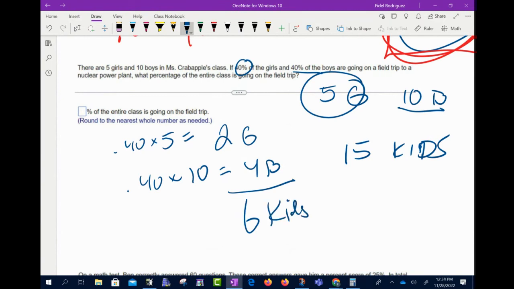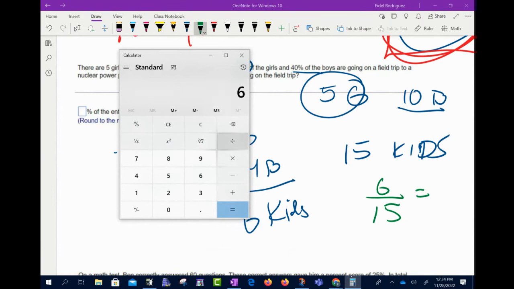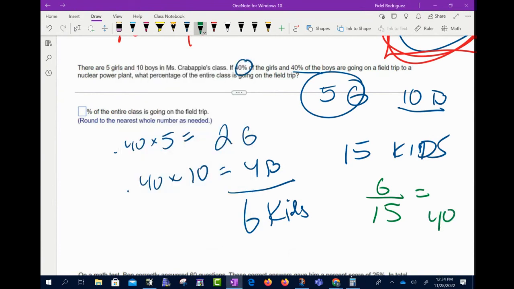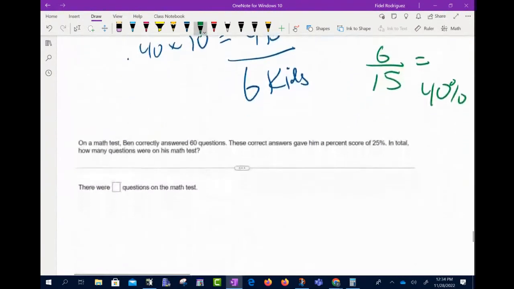6 kids are going to go on this trip, and we're trying to figure out what percentage of the entire class. Well, that's telling me that 6 out of 15 kids are going to go. So I'm going to take my calculator here, y'all, and I'm going to take 6 and divide it by 15. And I'm getting 0.4, which is the same thing as 40%, okay? So let me go ahead and write that down here, 40%.